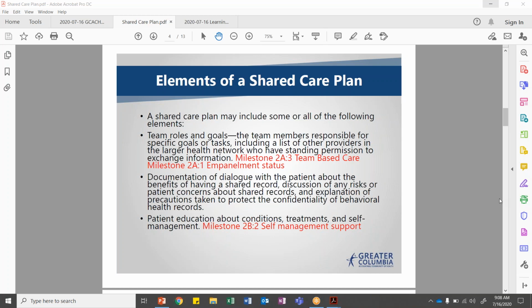As you can see in this particular slide, the team roles and goals is milestone 2A3, team-based care, milestone 2A1, empanelment status, and then if you look at the bottom, the patient education about conditions is also part of the self-management support. So I want to make sure that you're understanding when you're going through these shared care plans that it's also achieving a lot of your milestone statuses, and you can put that in your documentation when you're doing your reporting in the CSI portal.